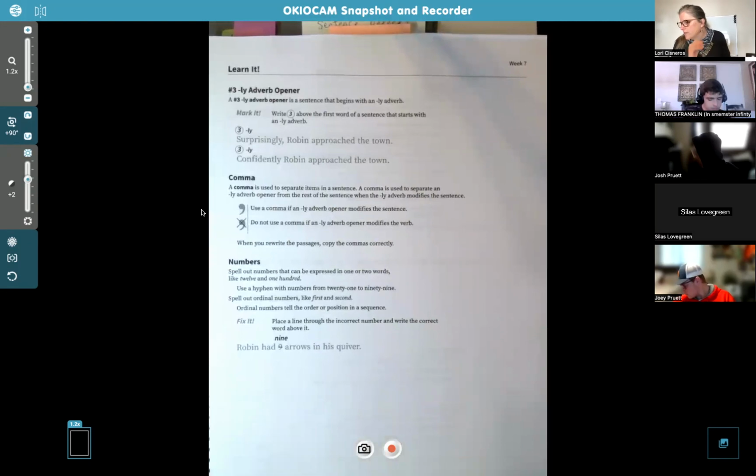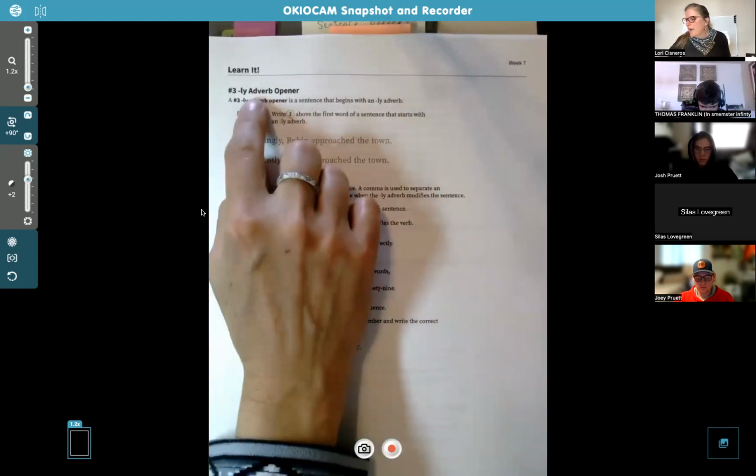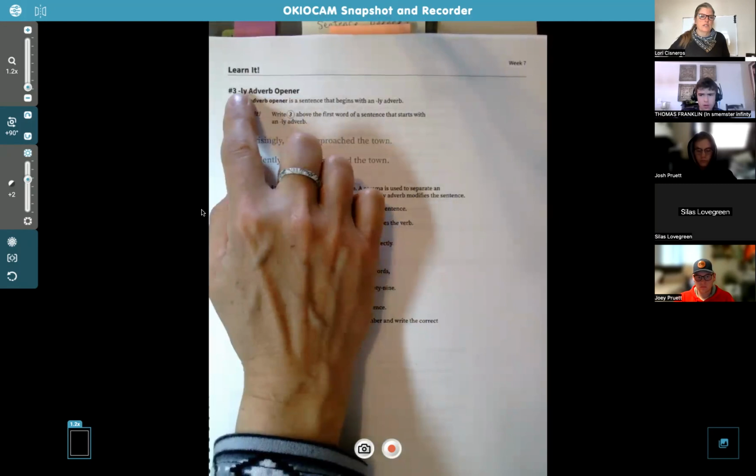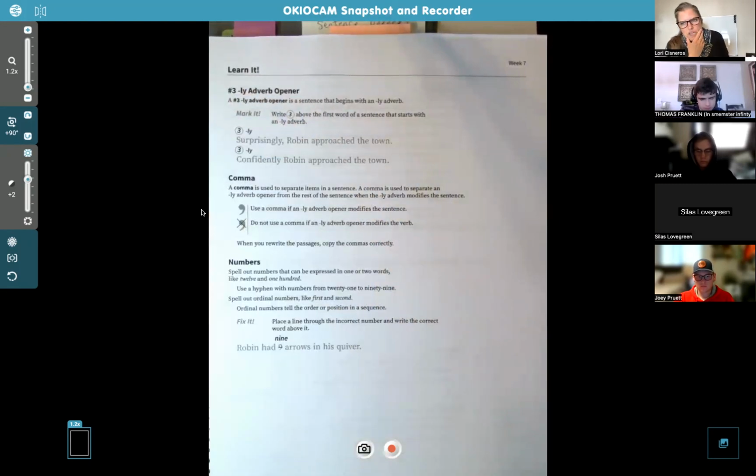Okay, page 37, we're talking about something new. We're talking about an ly adverb opener, it's called, and it's a number 3. So in this program, both in the grammar and the writing binder that you have, you're going to be learning about openers. Now, we've already kind of started with dress up words, right? We barely started getting into that with like the ly adverbs. Now we're moving into, in the grammar part, these different openers.